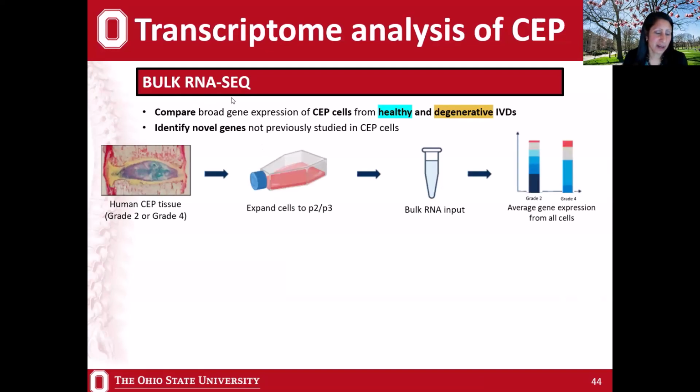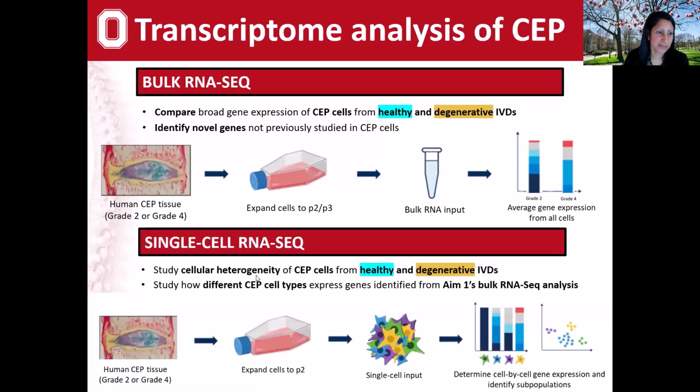So we performed bulk RNA-seq, looking at a broad gene level comparison of end plate cells from healthy and degenerate discs. We cultured the cells, isolated the RNA, and mainly focused on grade 2 and grade 4 cells. We then performed single cell RNA sequencing on the same healthy and degenerate cells. This was really to look at cellular heterogeneity within the end plate, using single cell to get the gene profile of each individual cell.